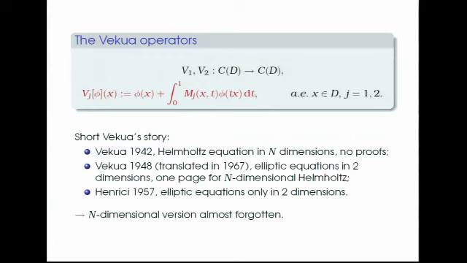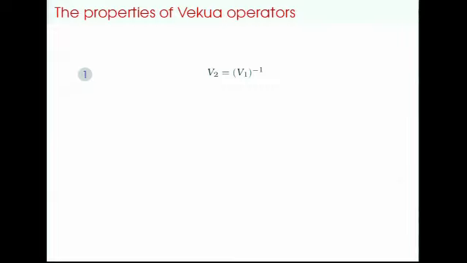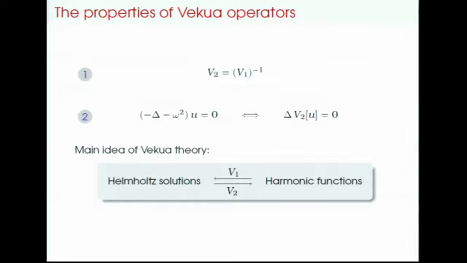Why do we care about these operators? We can prove a few things with this. First of all, something very simple: one operator is the inverse of the other one. The real important thing is this one. If you have a solution of the Helmholtz equation with wave number omega, the Vekua transform of this solution is a harmonic function. And this is the reason why we want to use these operators.